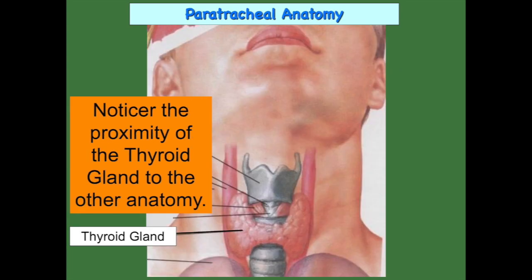Then I want you to see how the thyroid gland, and it is extremely vascular, is so close to the thyroid cartilage and sitting by the cricoid cartilage. We're extremely fortunate that it does not lie over the cricothyroid membrane. So we're able to do an emergency tracheostomy as we talked about before.